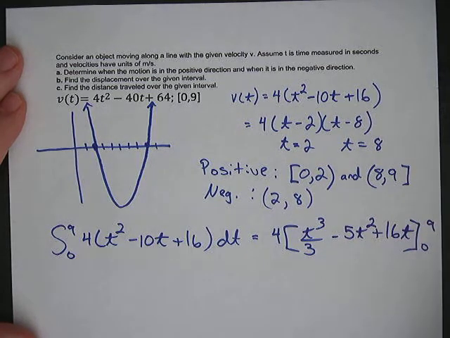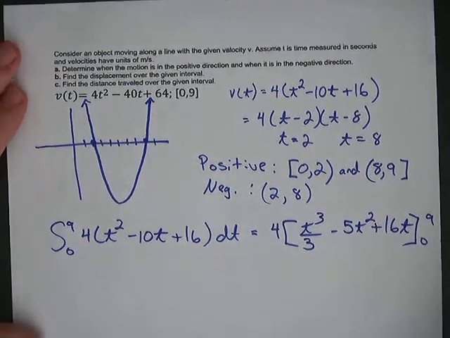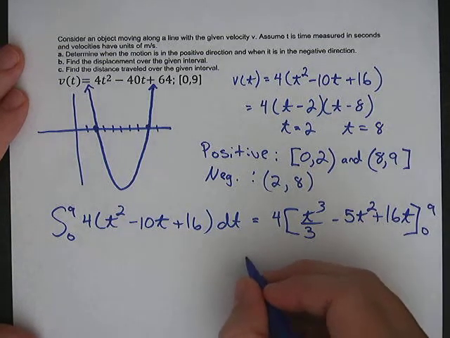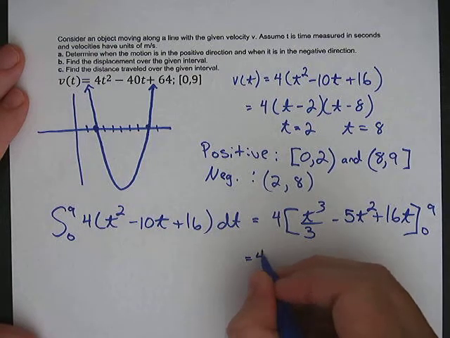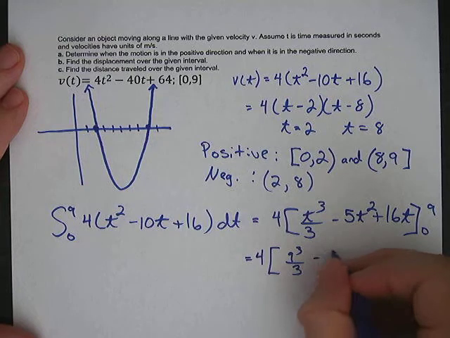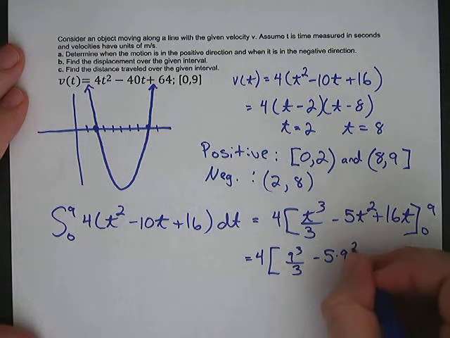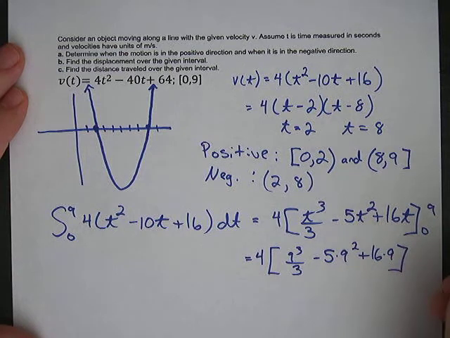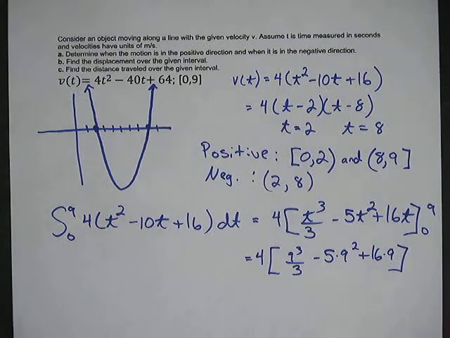from 0 to 9. Okay, let's go ahead and evaluate this integral. At 0, you can see there's a t, and a t, so the 0 is going to just be 0. So all we really have to do is plug in the 9, because when we plug in the 0, everything zeroes out. So that's going to be, let's see, 4 times (9 cubed over 3 minus 5 times 9 squared plus 16 times 9), and that's going to end up being, well, let's go ahead and type it in our calculator.